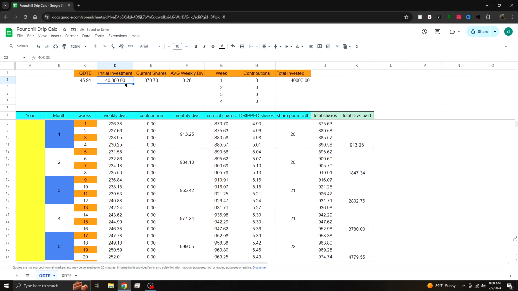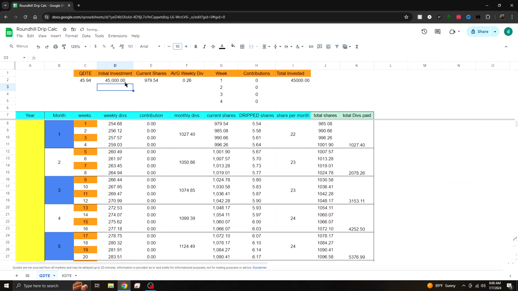Almost 45. A little under 45. See if we can get close to it. All right, $44,000, right? So it takes $44,000 if you were to just lump sum it in there, right? So 44,000 would get you 957 shares at a rate of 26 cents per share.